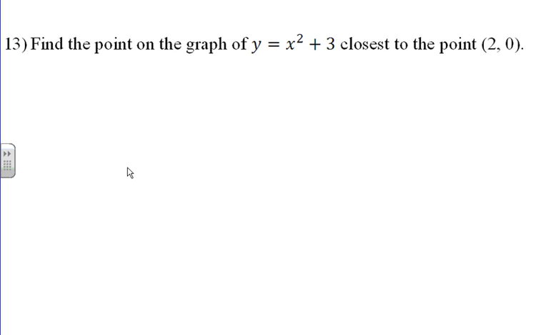All right. Well, here is a little tutorial on how to do some math problems for our upcoming semester test. This is number 13, our review assignment. It asks us to find a point on a graph of this function where it's closest to the point 2, 0. Now, first off, when you use strategy to figure this problem out, you probably want to first graph this one.